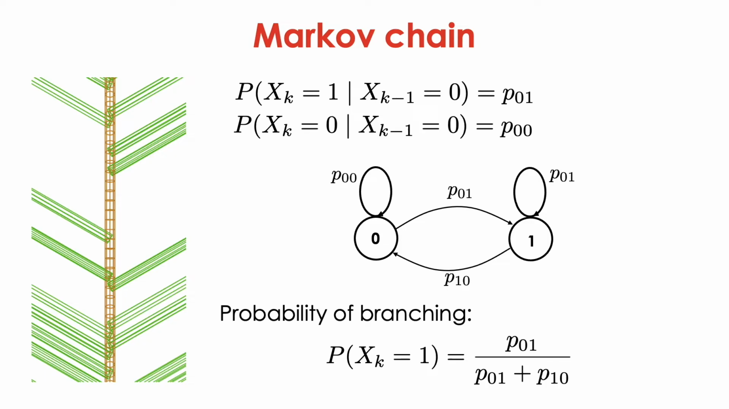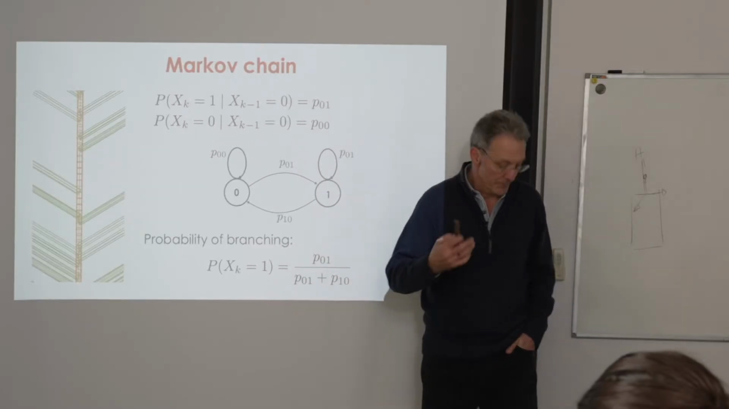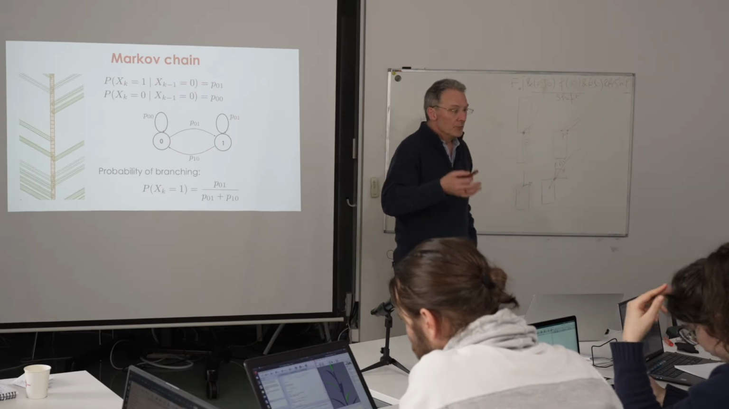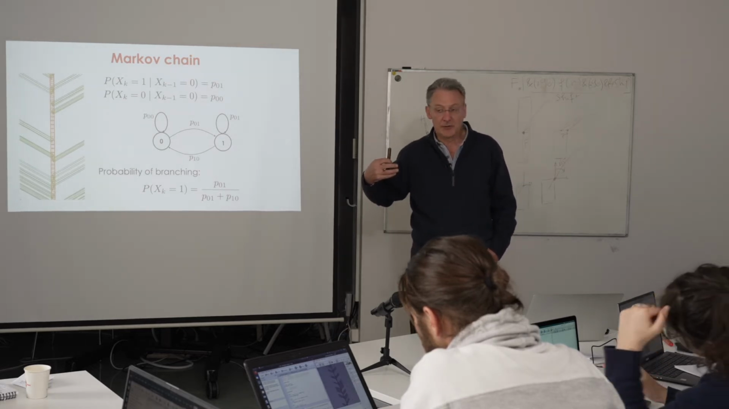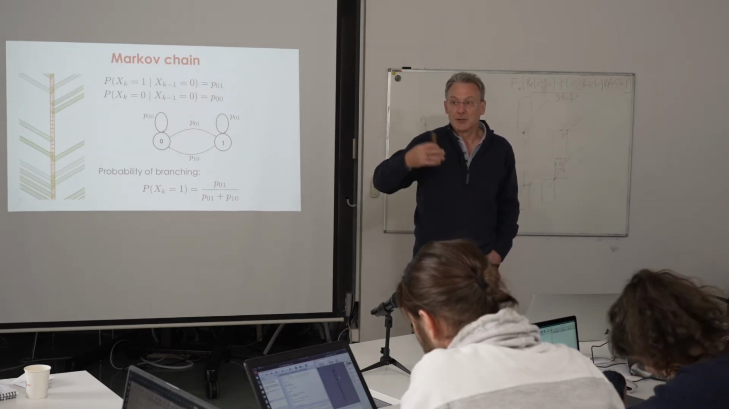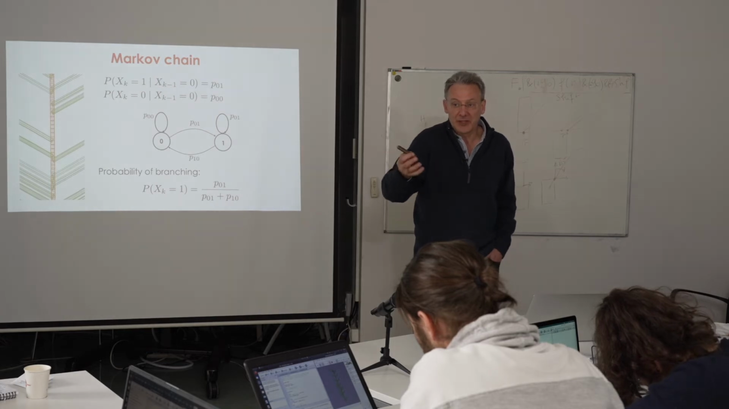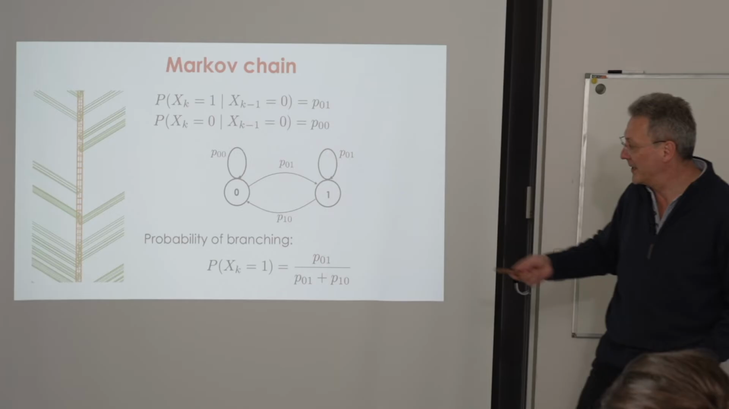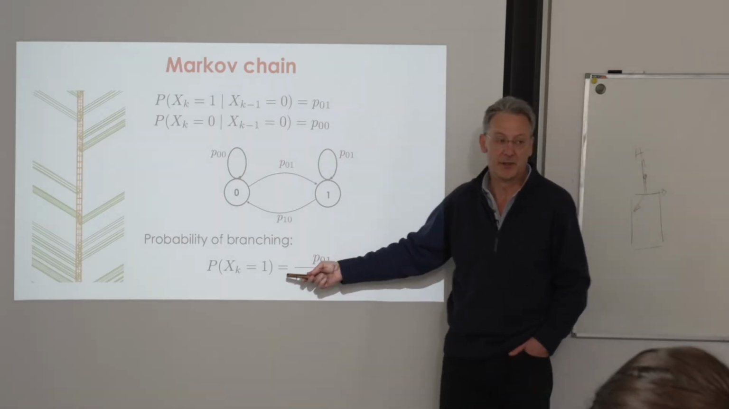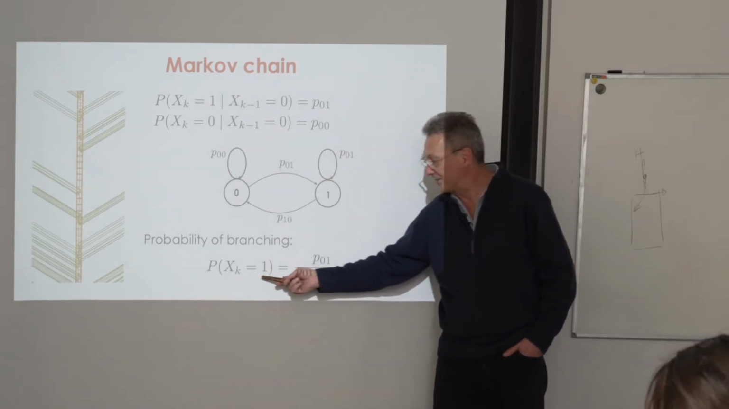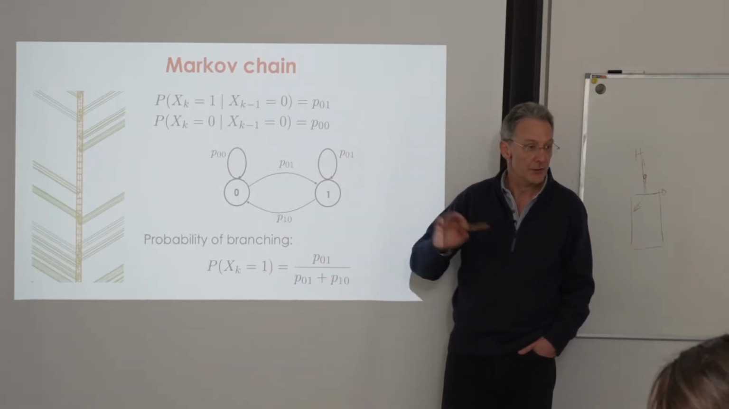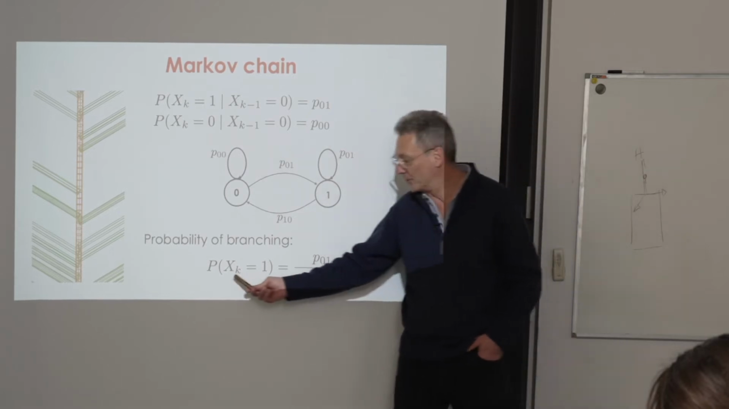And what is interesting is that from this, you can compute the probability of branching. Because we are interested not in the probability of getting a branch knowing where I was before, but in the overall probability of having a branch in my system. If you make the computation, it's quite easy. You find this probability of getting a branch, not knowing anything.